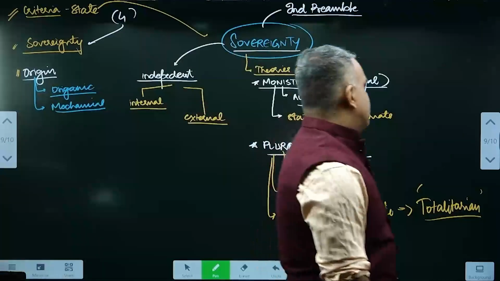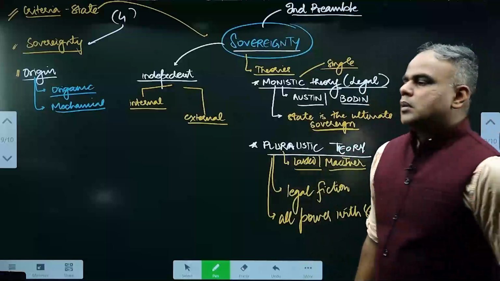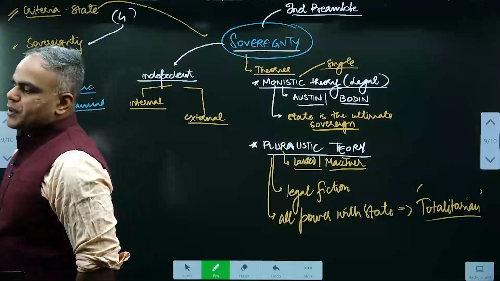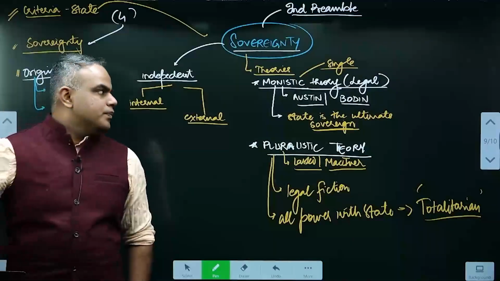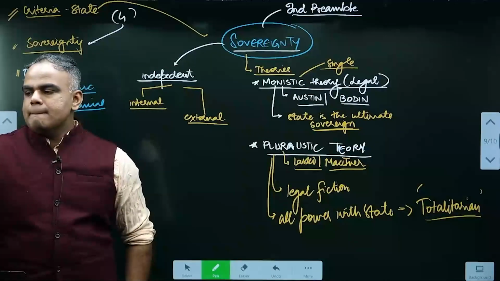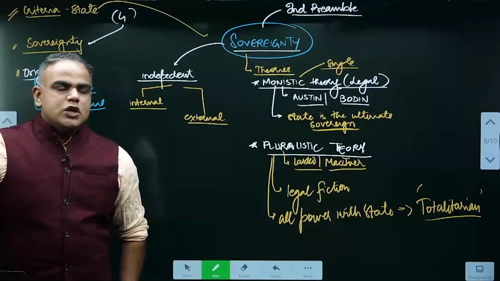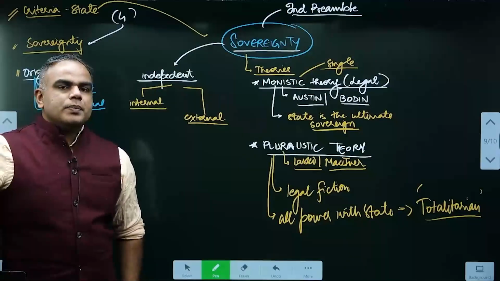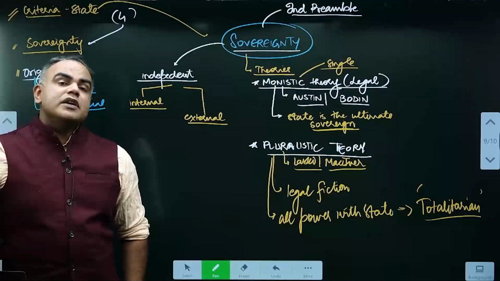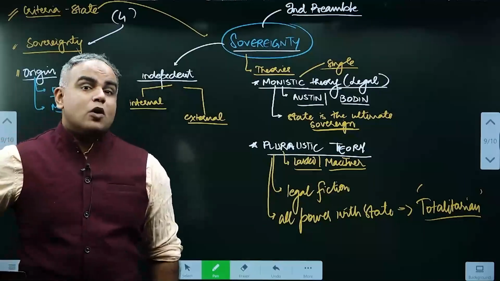Post-World War II developments led to the rise of supranational institutions like the EU, that is European Union. In fact, when we do paper 2A, we'll do European Union in a lot of detail.